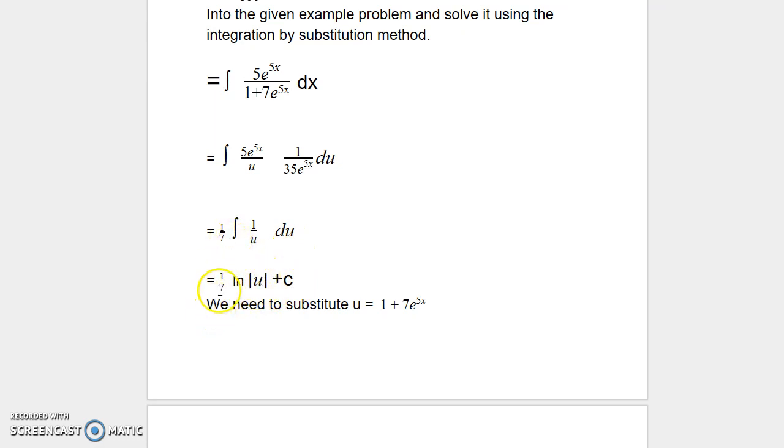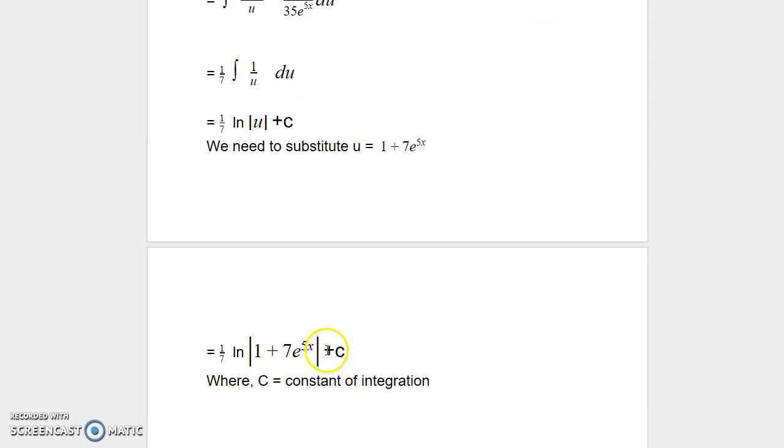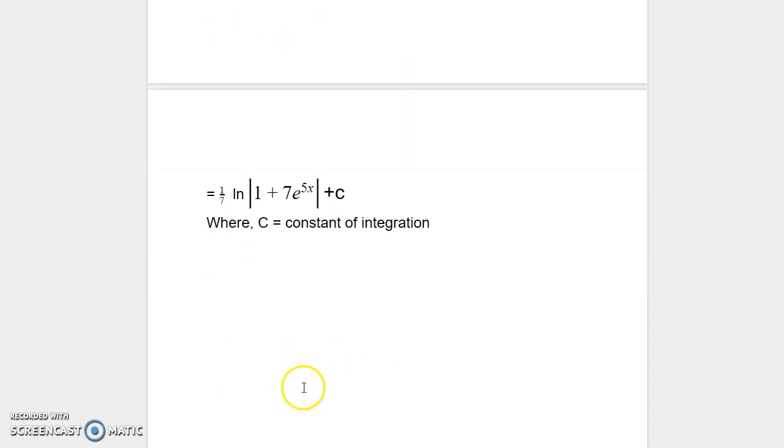So therefore, we can write this as 1 over 7 ln of u plus c. As we mentioned before, we need to express our solution in terms of x, not in terms of u. So we started to say that let u be equal to 1 plus 7 e to the power of 5x. So wherever we see u, we're going to substitute 1 plus 7 e to the power of 5x. So therefore, we can write this step as follows: 1 over 7 ln of 1 plus 7 e to the power of 5x plus c, where c is the constant of integration.